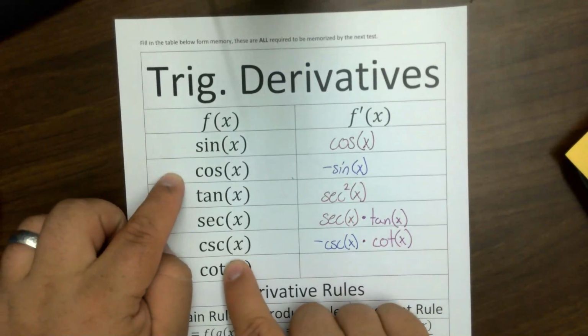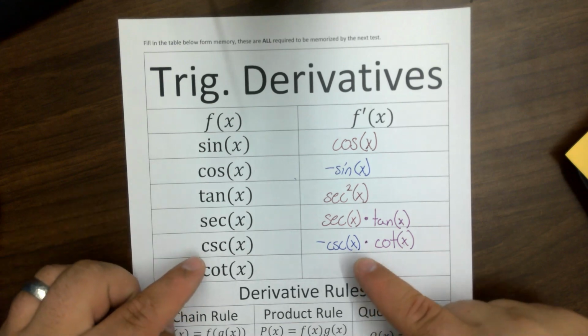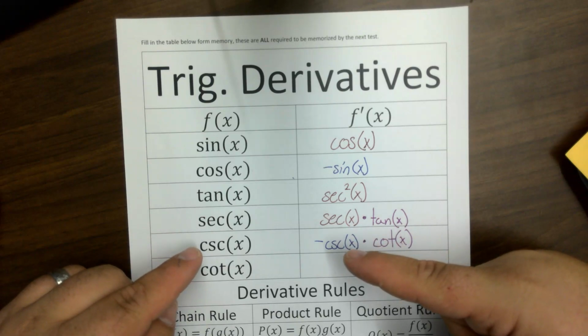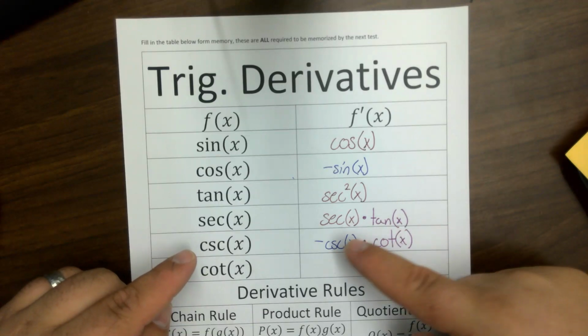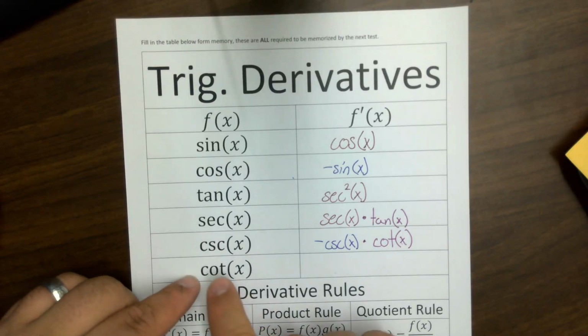Alrighty. Cosecant. Negative cosecant times cotangent. That is a beautiful pattern. Look at that. Secant, cosecant, tangent, cotangent. There's a negative sign. Okay. Next up, cotangent.